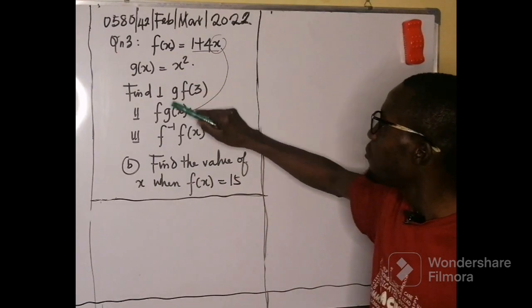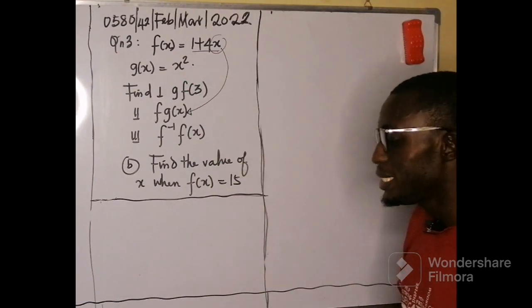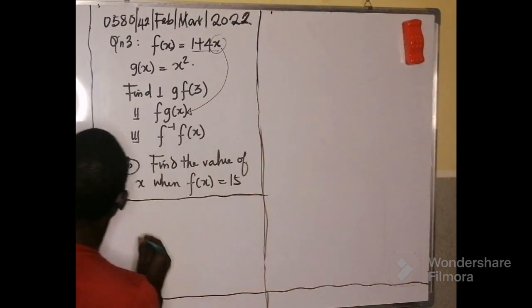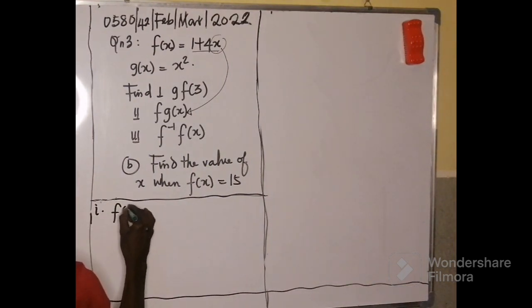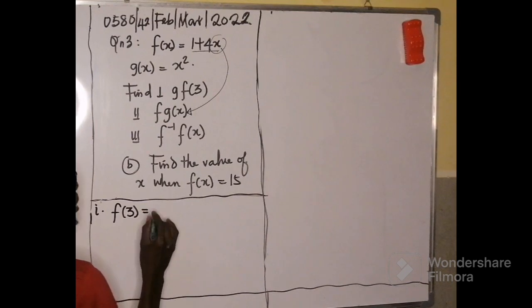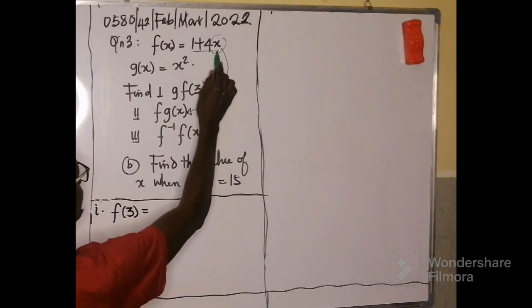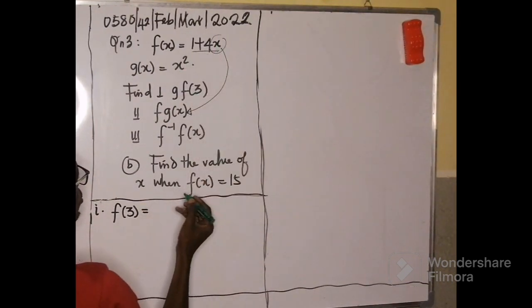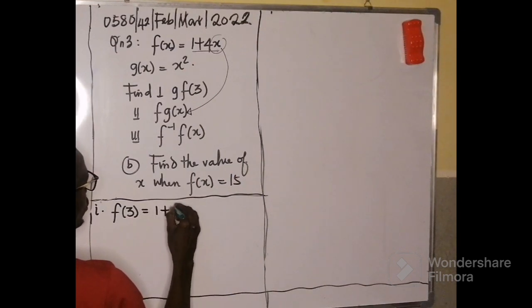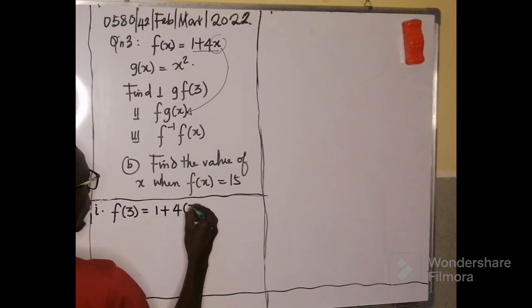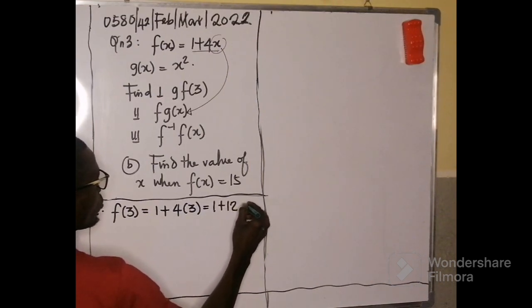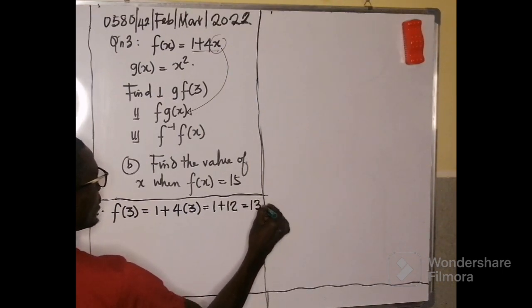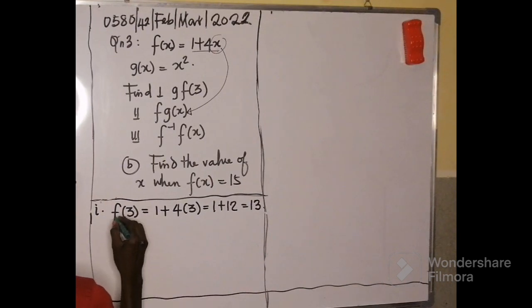Now to get gf of 3, the first thing we need to get is f of 3. So that means f of 3, and by now I believe you know what f of 3 means. That means whenever you see x in f of x, you introduce 3. That will give you 1 plus 4 multiplied by what? 3. And 1 plus 4 times 3 is 12. 12 plus 1 is what? 13. So f of 3 is 13.